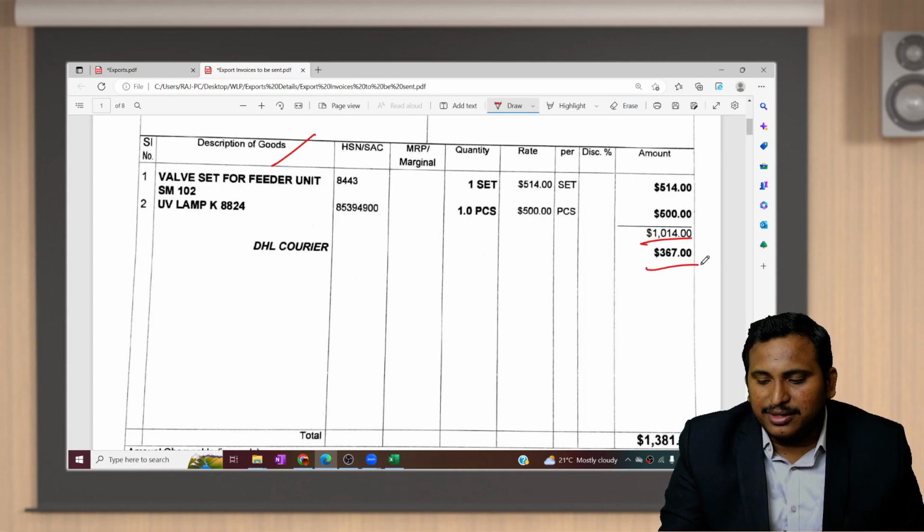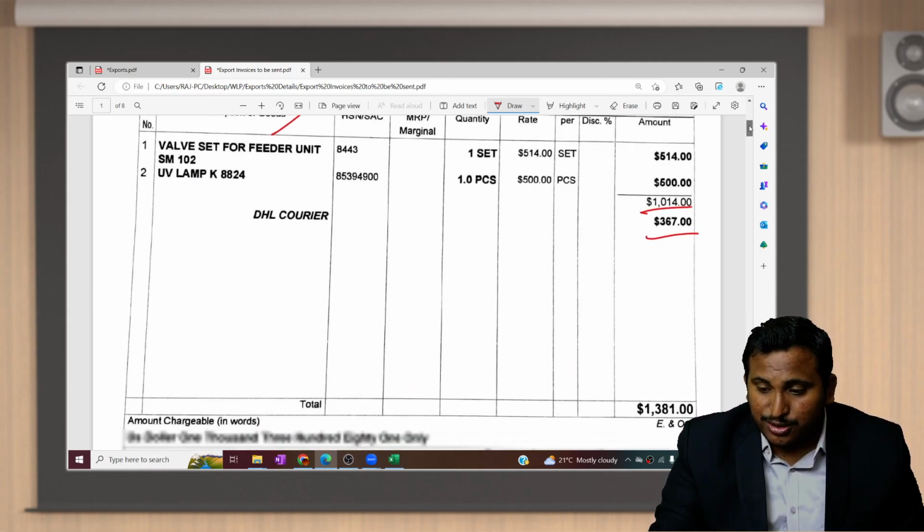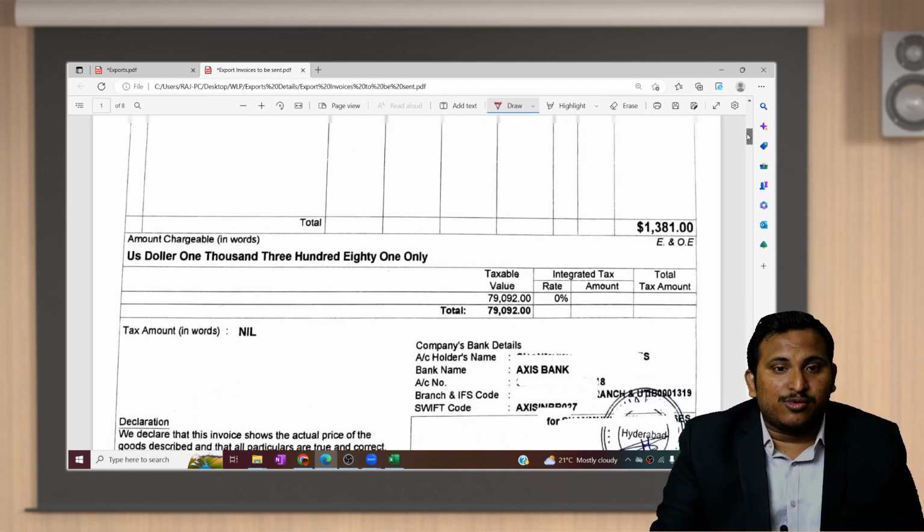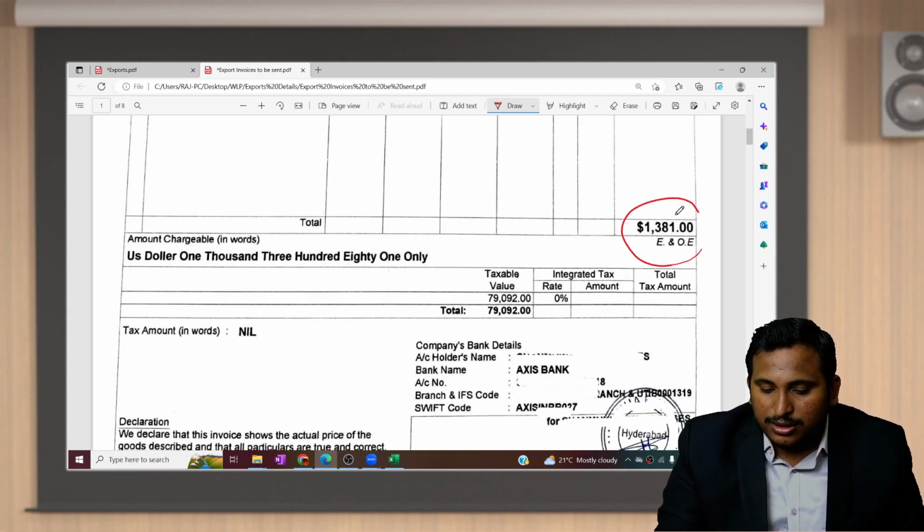Now the currency was in dollars. Of course, this is not important. The shipping bill is important, sir. Invoice. So now if you observe, this was in dollars.